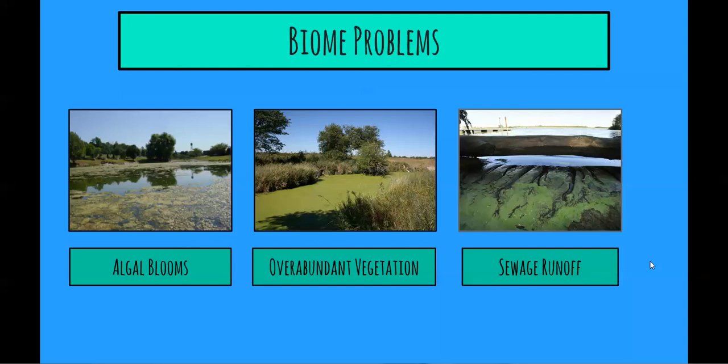So sewage runoff can cause bacterial growth, such as when plants die, they release nutrients into the water. However, sewage runoff is human-caused. Algal blooms and overabundant vegetation are also caused by nutrient runoff, or can be caused by nutrient runoff from farms and industrial sites.